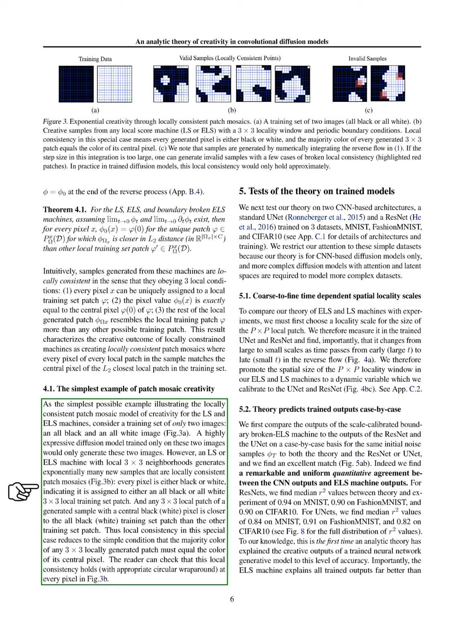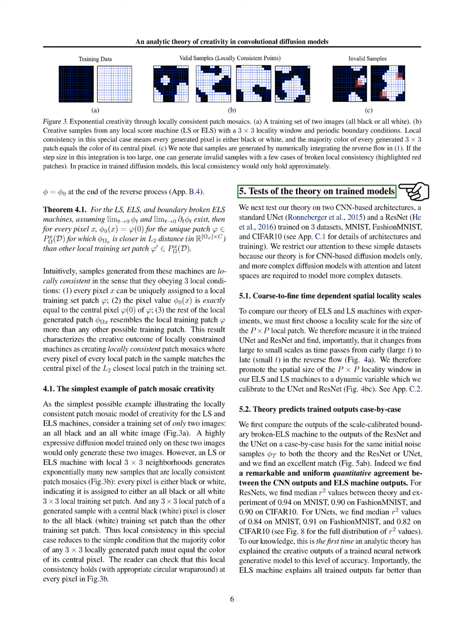A diffusion model trained on these images would only produce those two images. However, an ELS machine can create many new samples that are locally consistent patch mosaics, where each pixel is either black or white, reflecting its assignment to the corresponding training patch. The local consistency in this case simplifies to the rule that the majority color in any local patch must match the color of its central pixel.